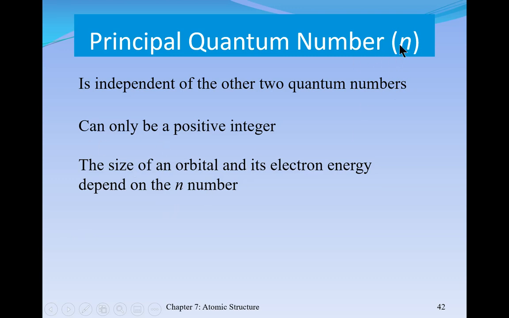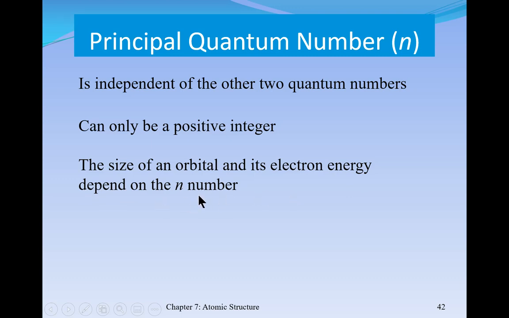And in fact, I should mention that this n here corresponds to the n values that we saw in the Bohr model, all right? So there's some correspondence between the Bohr model and what we're talking about here, but again, we have to recognize that the Bohr model fails because of the Heisenberg uncertainty principle, which says that in the case of the Bohr model, you cannot tell that the electrons will be traveling in well-defined orbits. The size of an orbital and its electron energy is dependent on the n number.